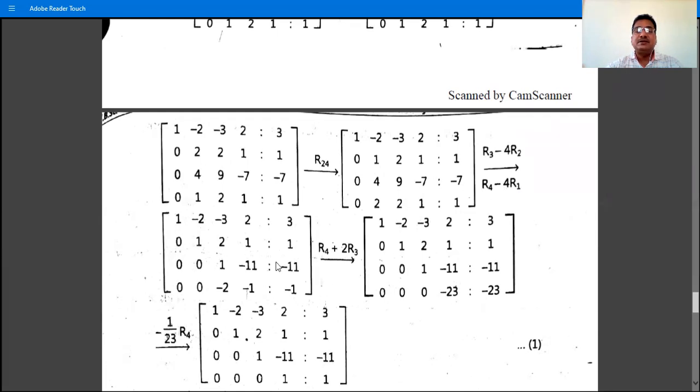And then we have the first row as it is, the second row as it is, and the change in the third row and fourth row. So we have minus 4 plus 4, 0, then minus 8 plus 9 is 1, then minus 4 minus 7 becomes minus 11. And then the last row is what? The operation is R4 minus 2R2, so minus 2 plus 2, 0, then minus 4 plus 2 becomes minus 2, then minus 2 plus 1 becomes minus 1, and minus 2 plus 1 becomes minus 1.